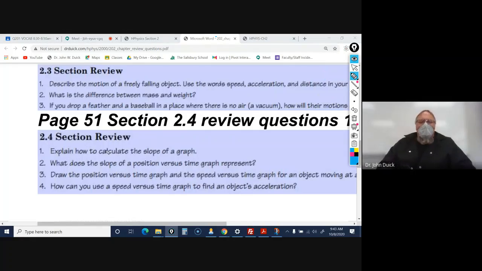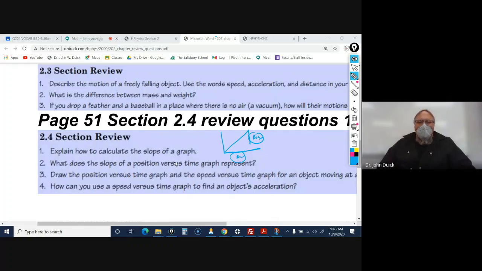Anyways, look at this guy. Explain how to calculate the slope of a graph. I mean, everybody, I'm not going to go into this. It is just the rise over the run. This is the rise. Obviously, this is the run. Everybody should know how to do that. And obviously, you did a bunch of graphs from your race.